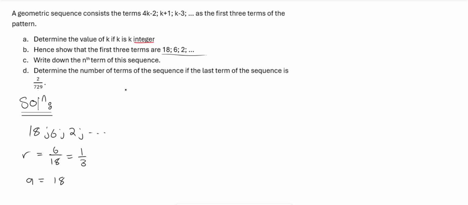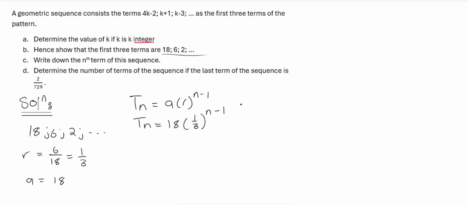So therefore the general term for a geometric sequence is given by Tn is equal to a multiplied by r to the exponent of n minus 1. Therefore, your Tn is going to be equal to 18 multiplied by 1 over 3 to the exponent of n minus 1. This can be further simplified, guys, but I would rather you leave it here. You will be awarded your full marks.